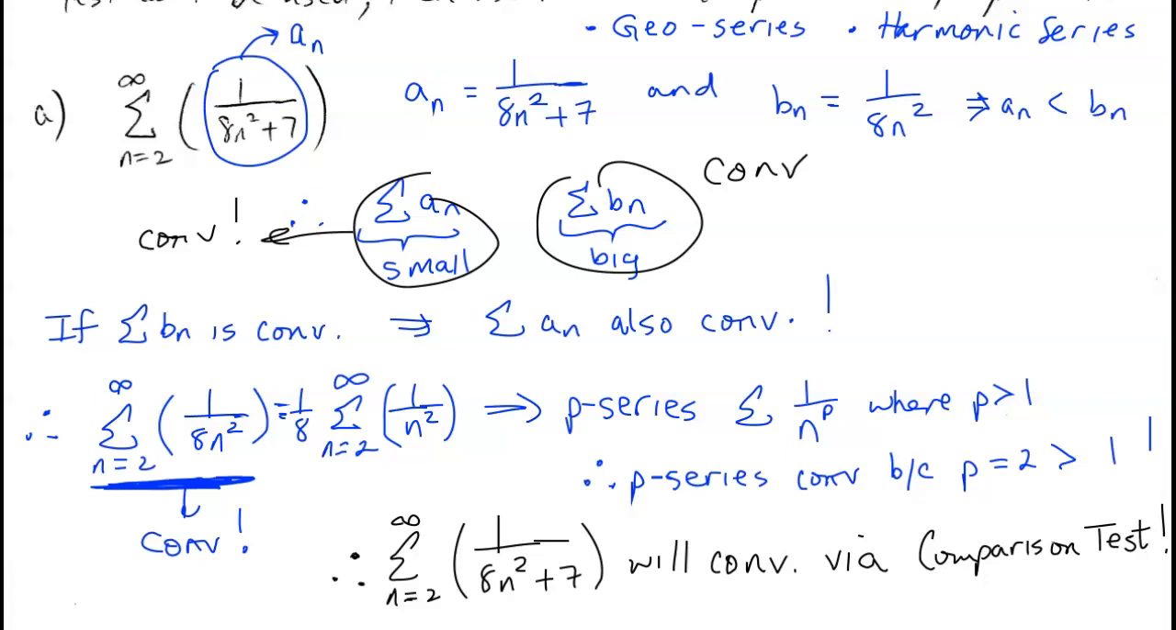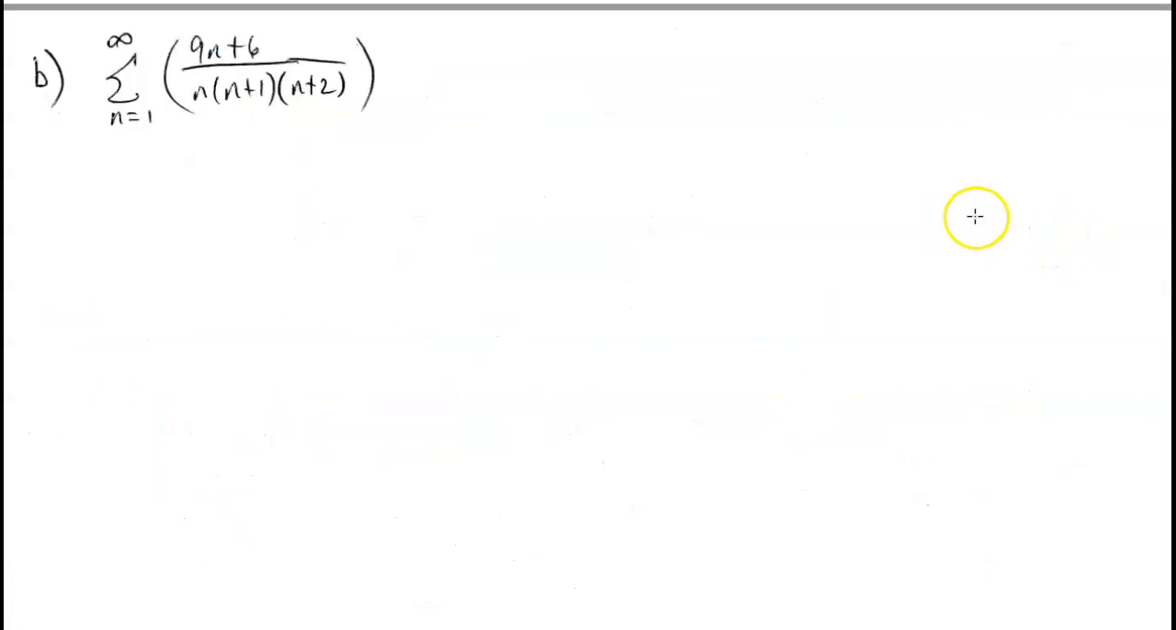All right, so let's look at our next example and see if we can gain a little bit more traction here. Okay, so for this second example, kind of the same thing. We want to start off by identifying what our a sub n is going to be. And this is just going to be the actual sequence that forms this particular series itself. Okay.